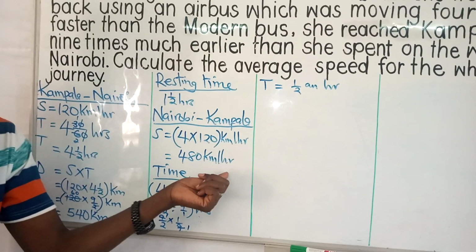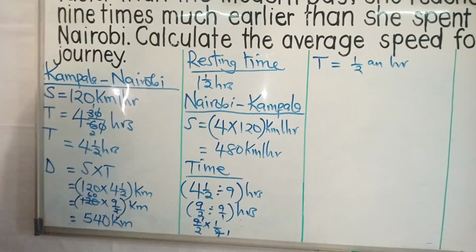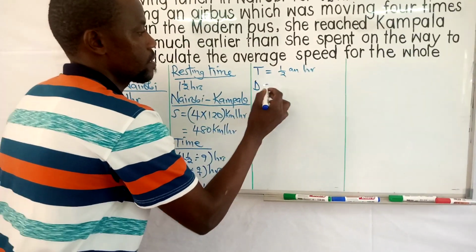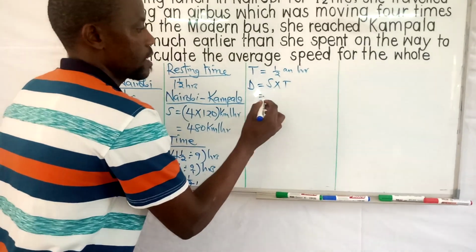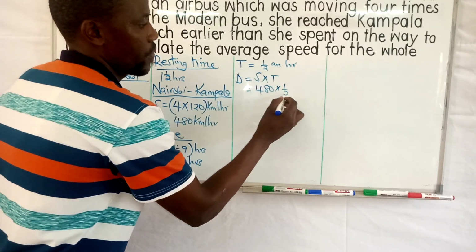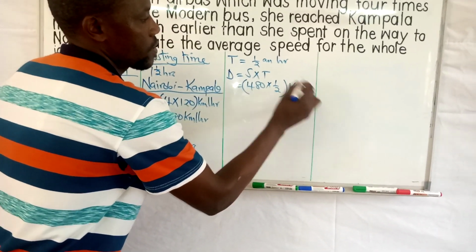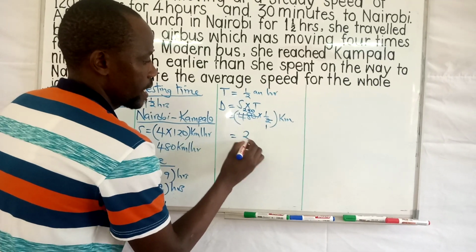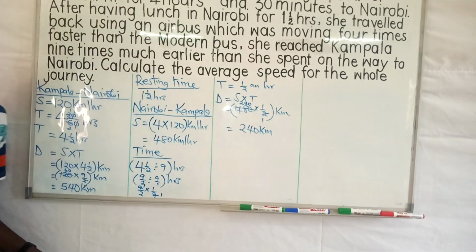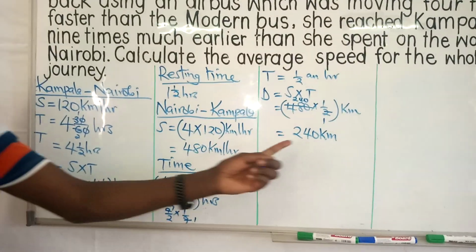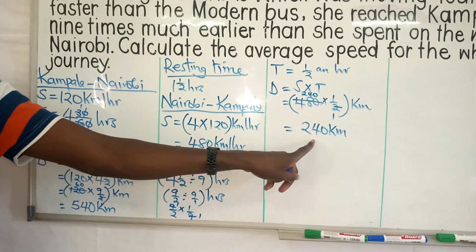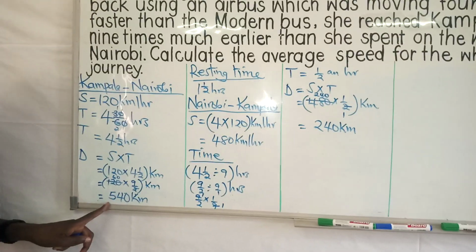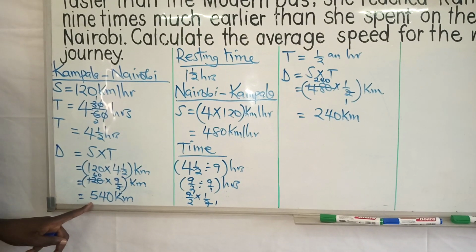480 kilometers per hour was the speed of the Airbus. We can therefore get the distance. And what is the distance? Distance is speed times time. The speed which we already have times the time which we have already got, a half. And this will be kilometers. We can divide by 2 once, by 2 here, 240. And we therefore get 240 kilometers. 240 kilometers is the distance covered while using the Airbus. 540 kilometers is the distance covered using a modern bus.